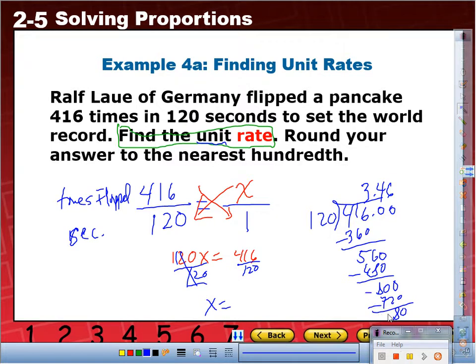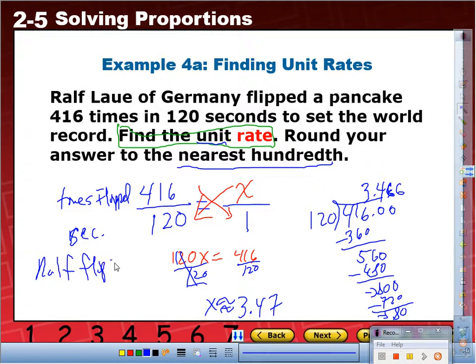Do you see how it's starting to repeat? Yeah. So therefore, this will be 66. But what does it say? To the nearest 100. So it becomes 3.47. 3.47 approximately. So therefore, Ralph flips a pancake 3.47 times in 1 second.